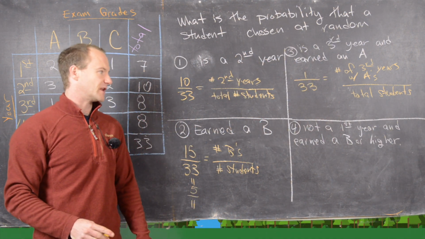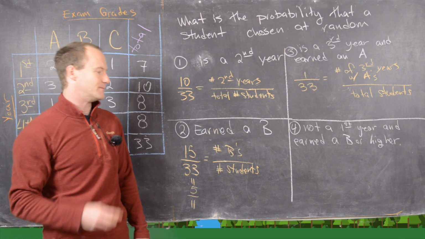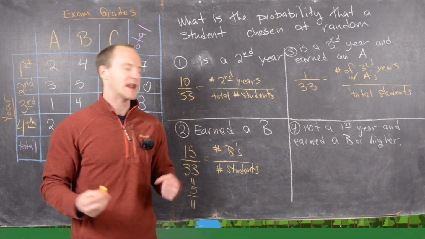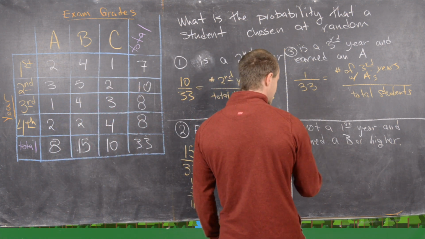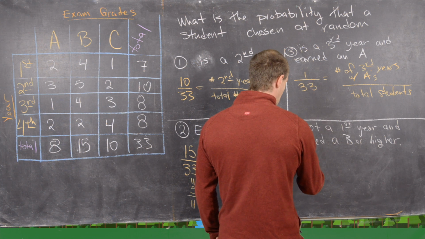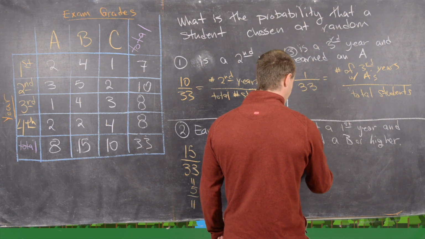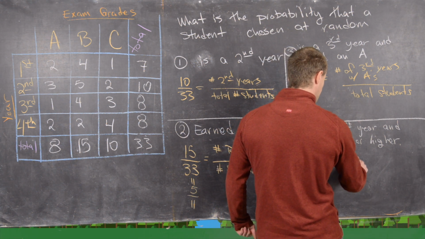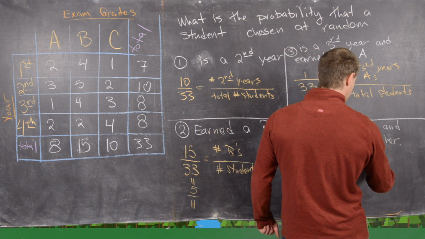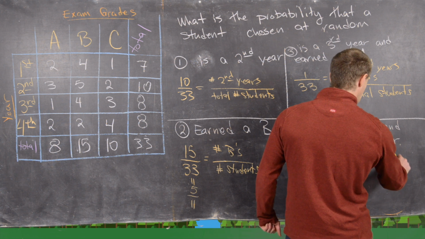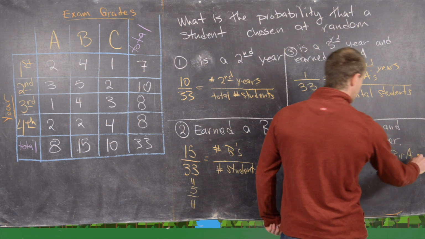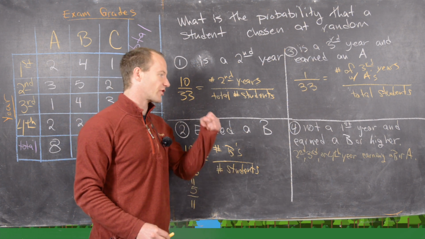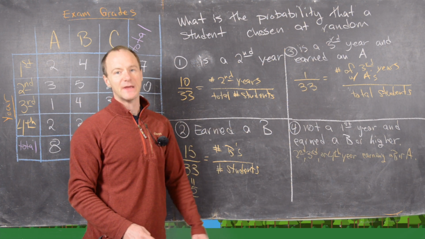Then finally, not a first year, but earned a B. But let's go ahead and put this into a sentence first. So not a first year. So that means this is going to be a second, third, or fourth year earning a B or A. Okay, so those are the properties that we need. Second, third, or fourth year, and they earn a B or an A.